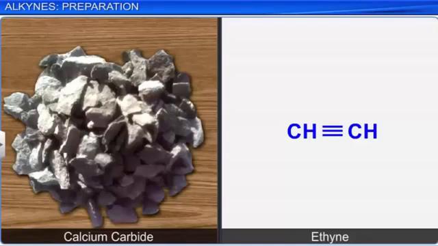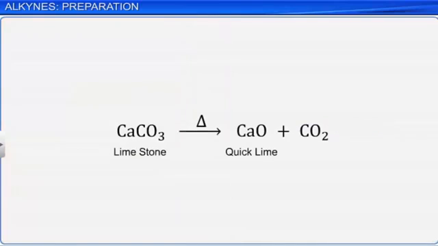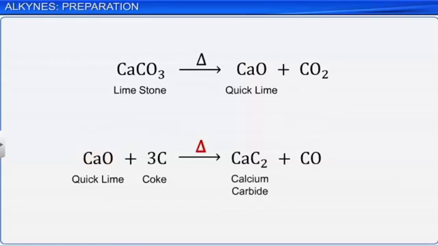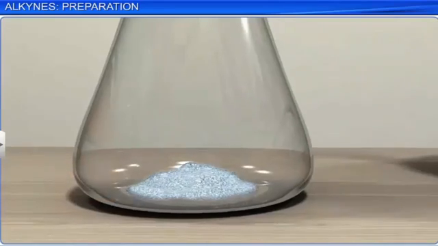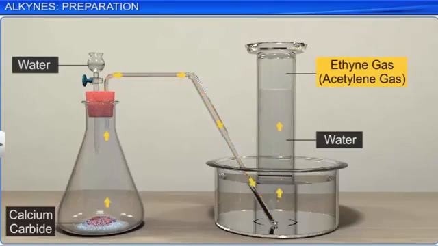First, let's look at the industrial preparation of ethine from calcium carbide. In this method, initially limestone is subjected to thermal decomposition, in which it results in the formation of quicklime. Quicklime obtained is heated to high temperatures with coke to get calcium carbide. When this calcium carbide is subjected to hydrolysis, ethine or acetylene is formed.